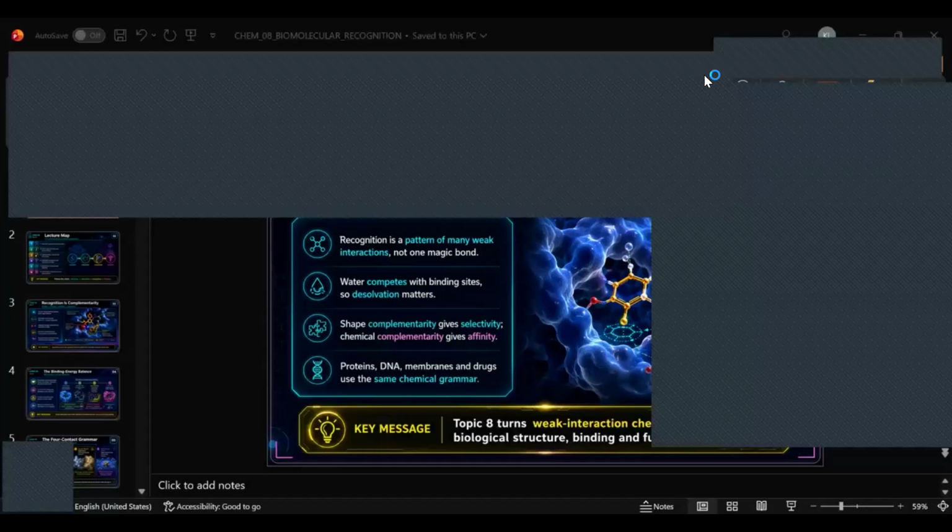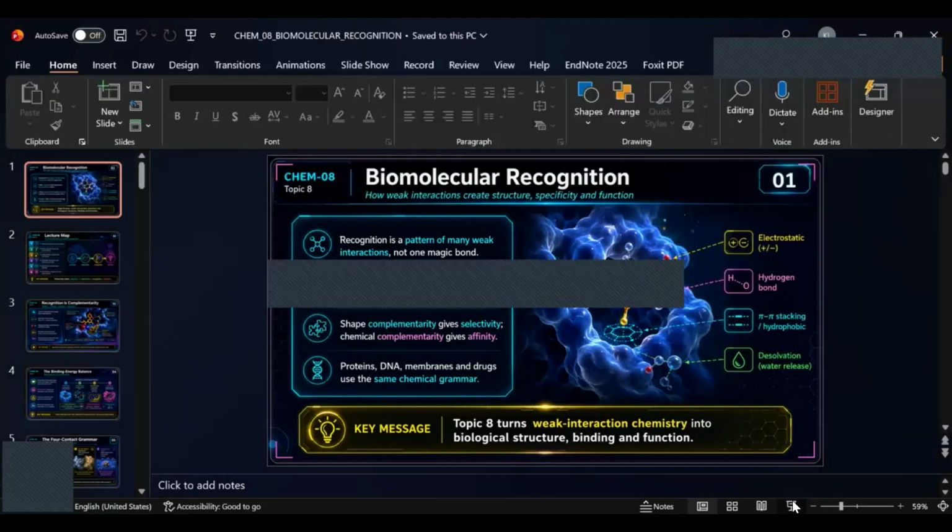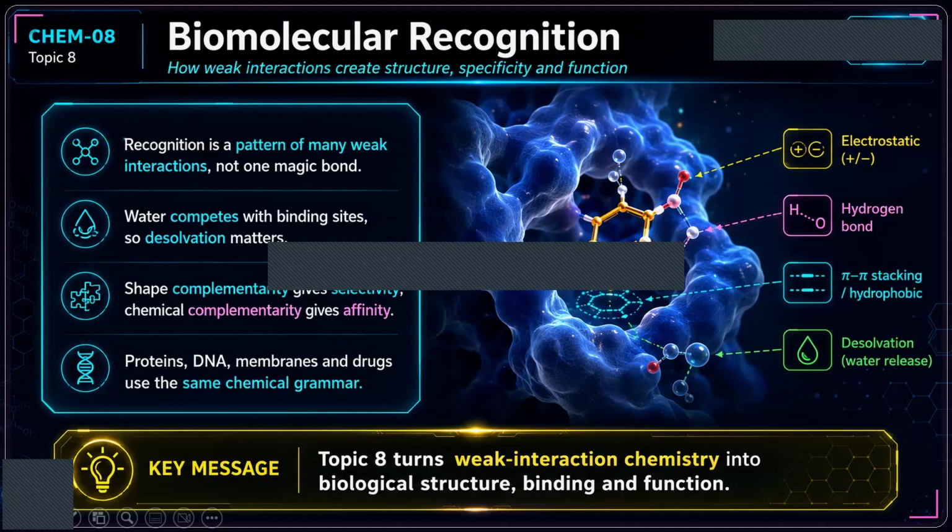And yeah, we're gonna go over to biomolecular recognition. Okay. Basically, it's a consequence of our previous topic, and I will try to summarize it in a nutshell because we've covered a good chunk of this in bio as well.